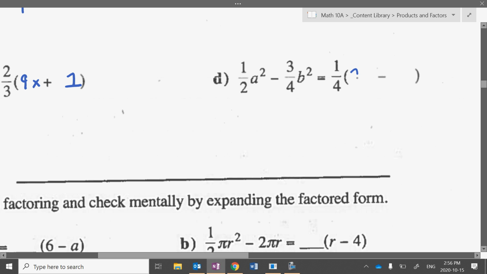So I'd be left with 2a, sorry, 2a squared. How many quarters are in 3/4? So then I'm left with 3b squared.